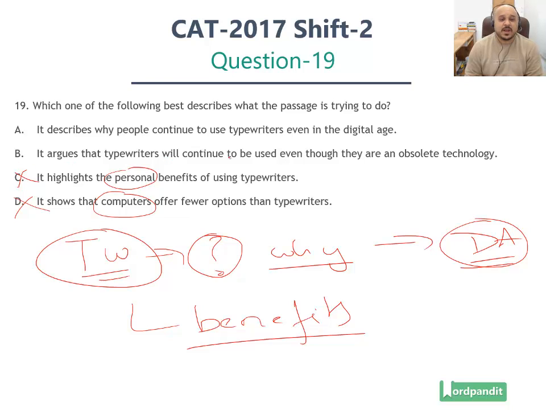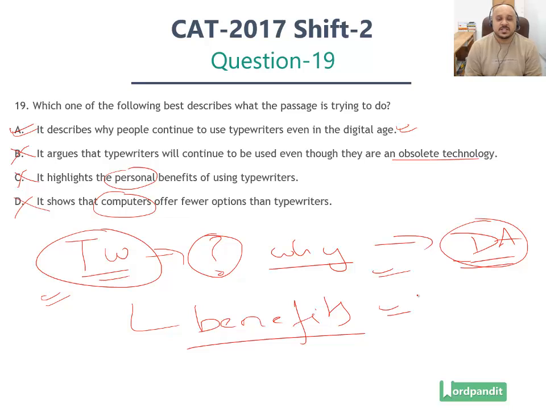B, it argues that typewriters will continue to be used even though they are an obsolete technology. The author does not argue that we'll continue to use them. The author does not do that. The author only highlights the benefits of using typewriters. Option number A is the perfectly valid answer here. It describes why people continue to use typewriters even in the digital age. Perfectly correlates with our summary that we had at the start of this video. This is exactly what the author of the passage is trying to do.